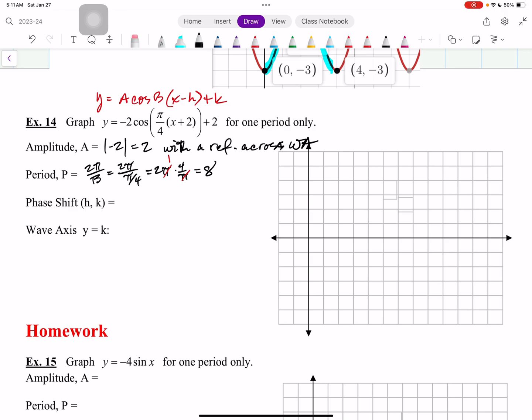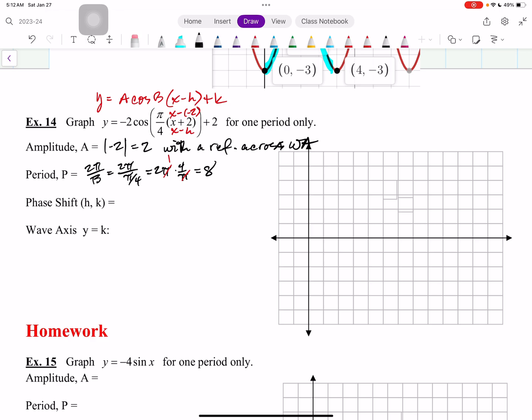Now there's a shift here, and we have to be careful. Inside here, this is x plus 2, but the general form states that h is found by whatever number is being subtracted from x. And we know that x plus 2 is the same thing as x minus -2. So h here is -2, not +2. You have to be very careful here.